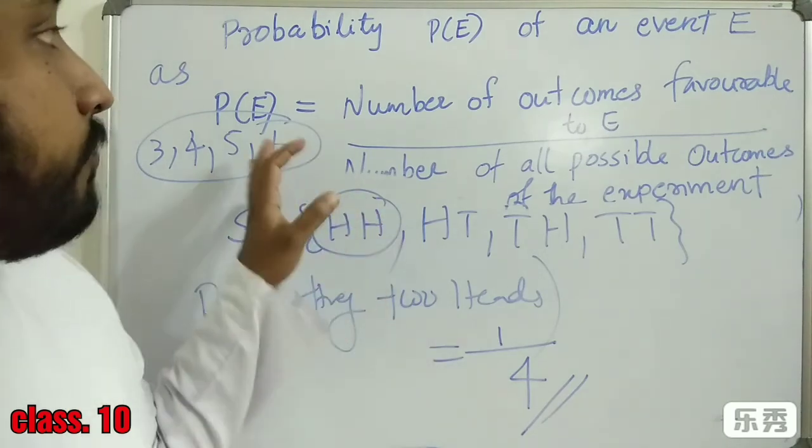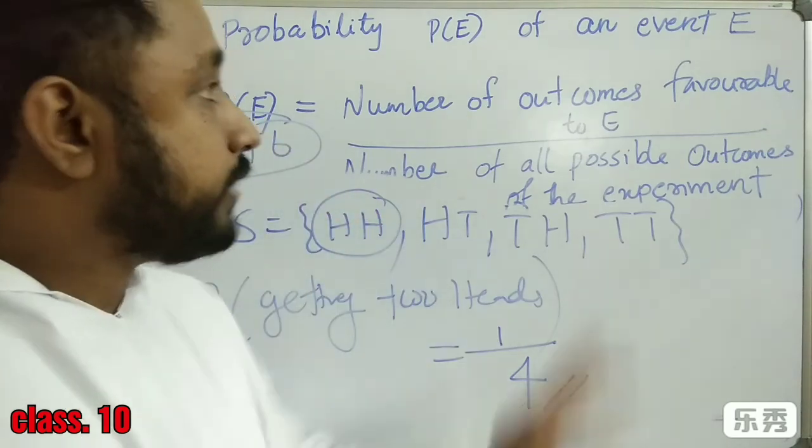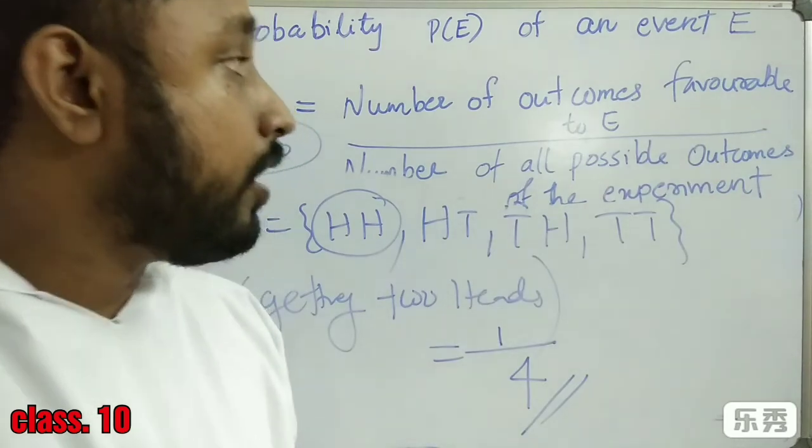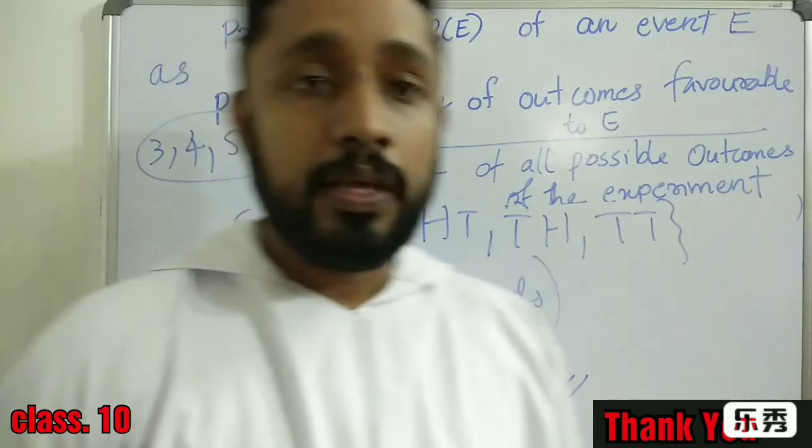So the probability of an event, P of E, is equal to the number of outcomes favorable to E divided by the number of all possible outcomes of the experiment.